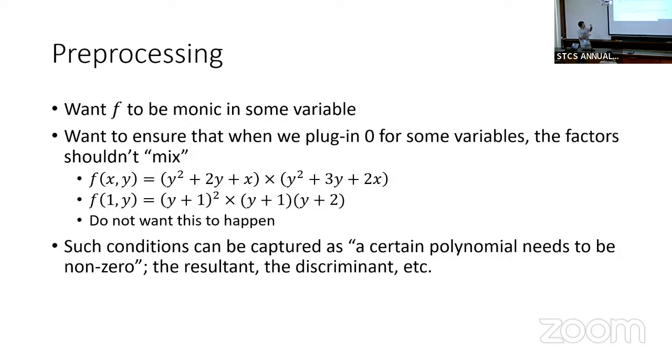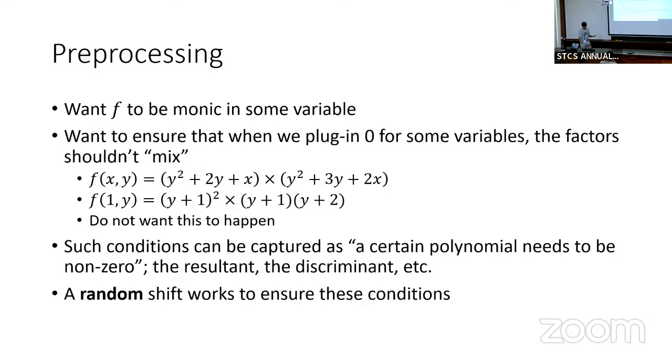So all I'm saying is that you want to do some shifts. Let's say here we shifted x by 1, we did x plus 1. So you might want to do some such shift, and what those shifts are can be captured by those shifts being a non-zero of some polynomials. Those polynomials turn out to be these things called resultants or discriminants. Again, won't go into details. And a random shift works to ensure these conditions.